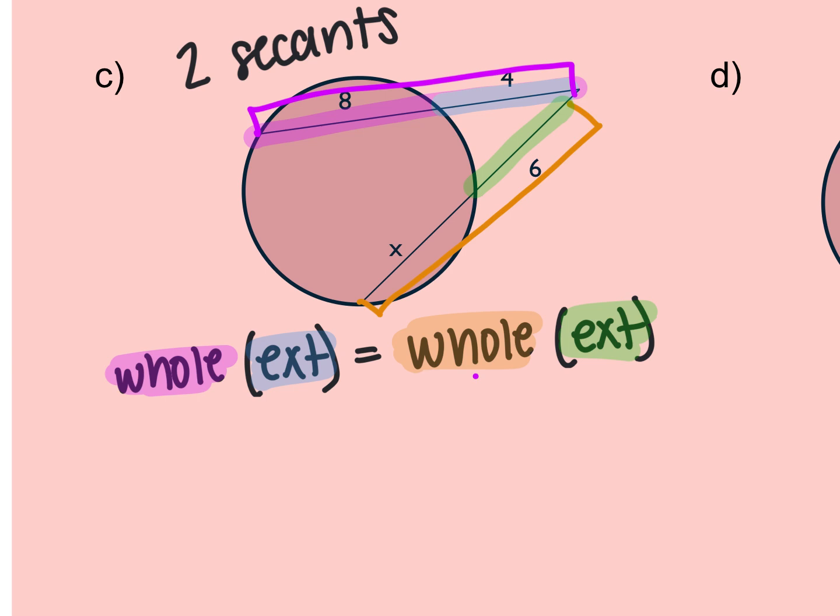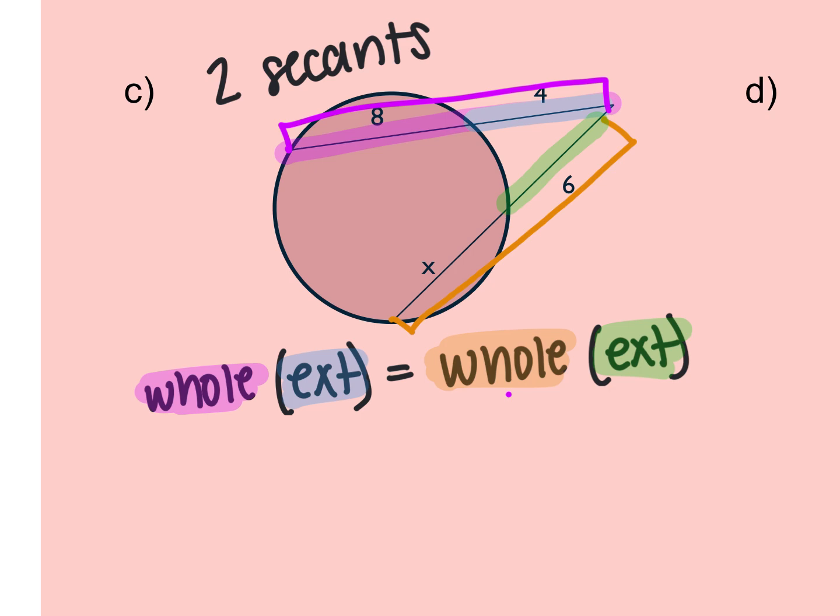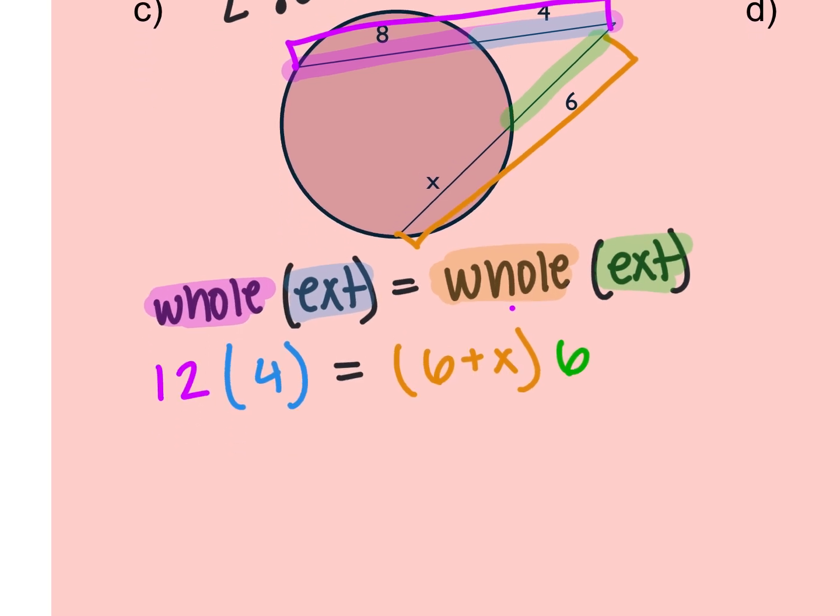So looking at it, plugging in what I have, 8 plus 4. What am I going to get? 12 times my external, which is 4, equals, okay, what's my whole? I'm going to write it out first. Okay, please keep in mind I'm putting it in parentheses, 6 plus x times 6. So yes, you guys said that this was 48. That's correct. Equals, do not forget I have to distribute that 6 to everything in the parentheses. So 6 times 6 is 36 plus 6x.